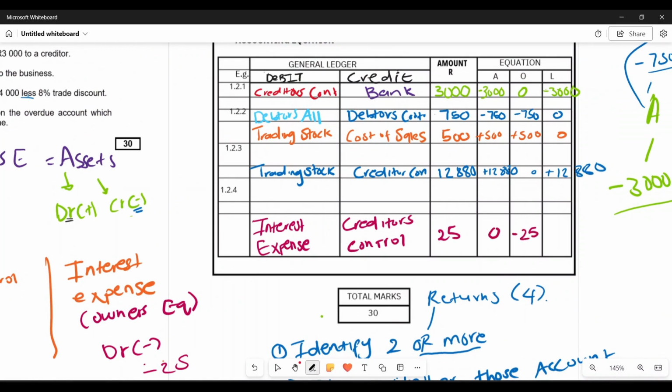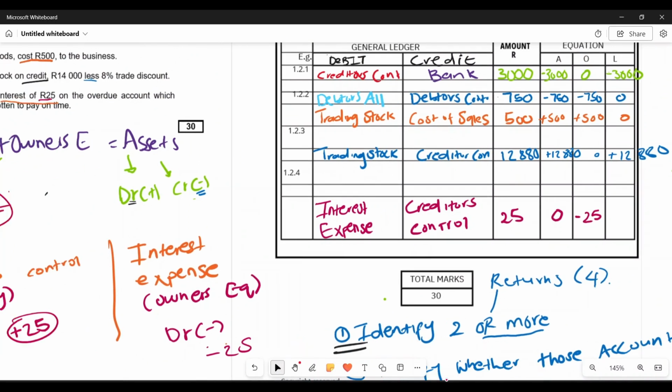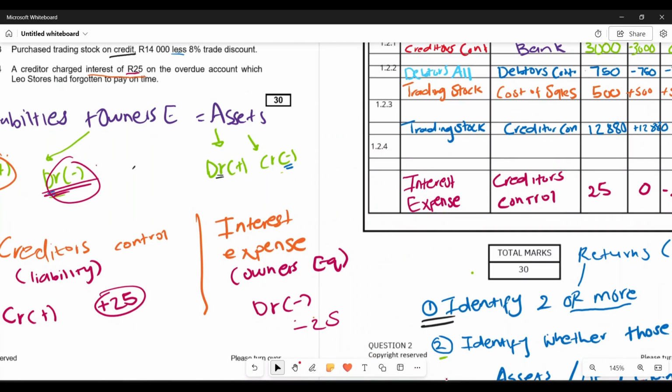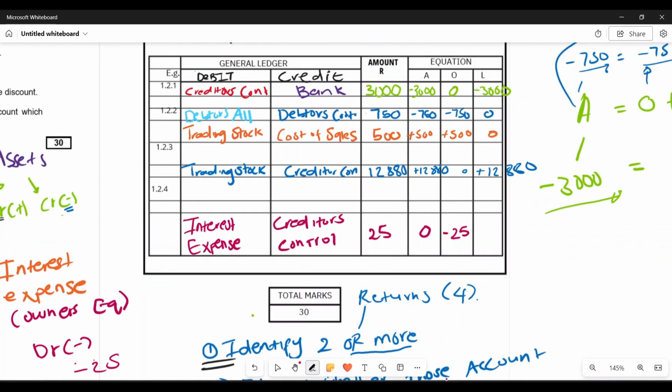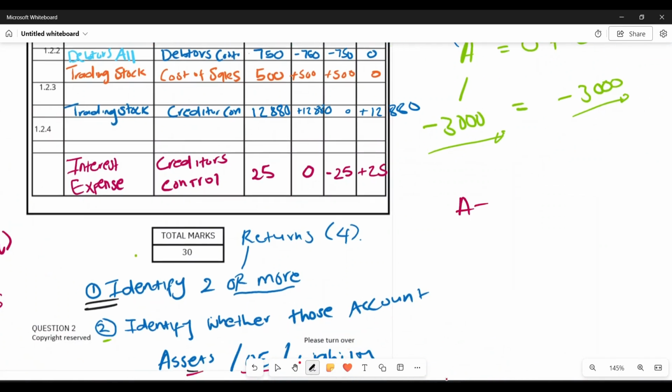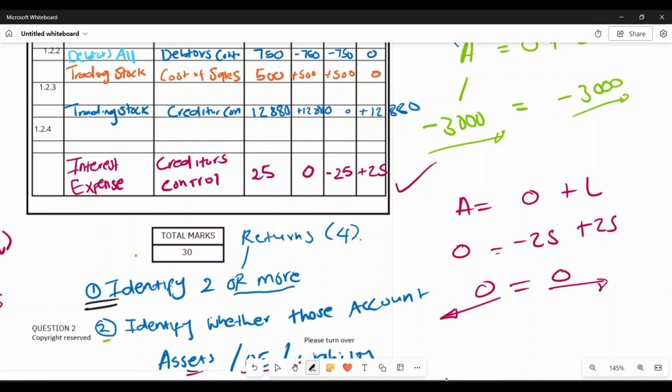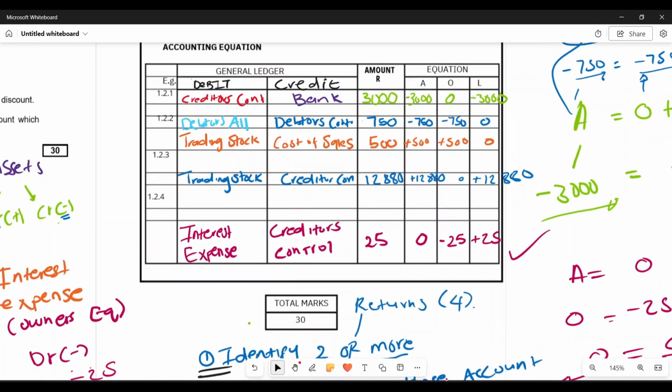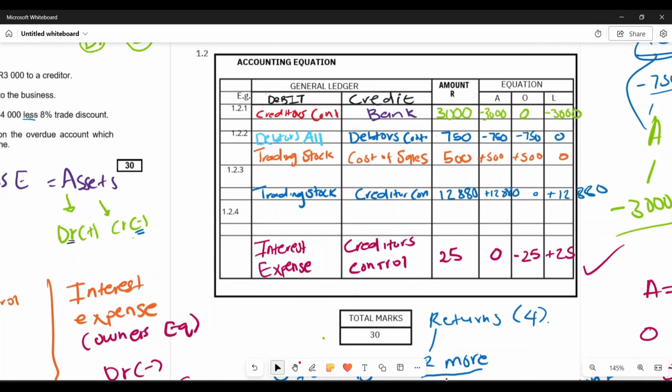My assets are not affected. My liabilities, remember I said this 25 rands is going to be added. So I'm going to add 25 here. Now, on my accounting equation, remember assets equal owner's equity plus liabilities. I said my asset is 0. My owner's equity in this case is minus 25. My liabilities, I'm going to add 25. Now, can you see that here, this would be equal to 0 and 0. Your left-hand side is still equal to your right-hand side, meaning that this is correct. And this is how you go about answering your accounting equation questions.